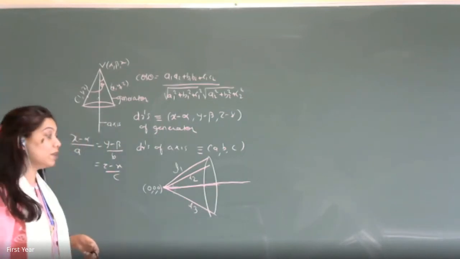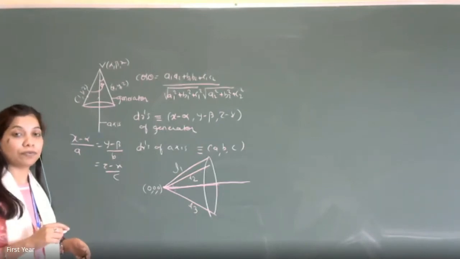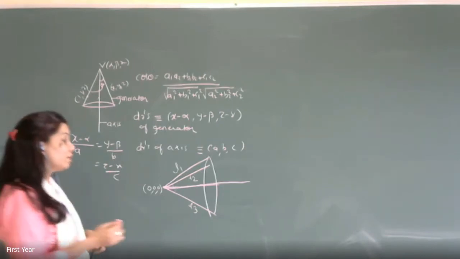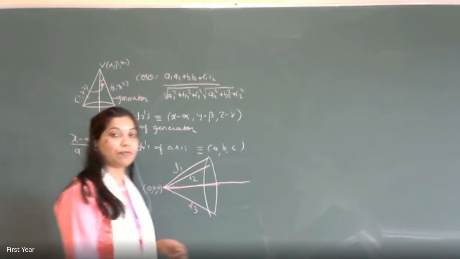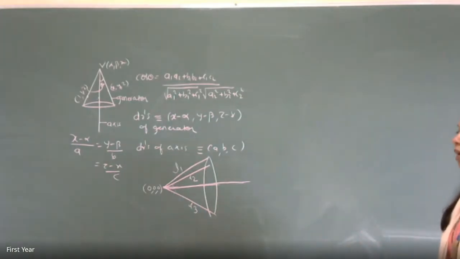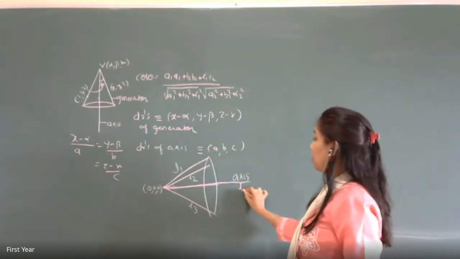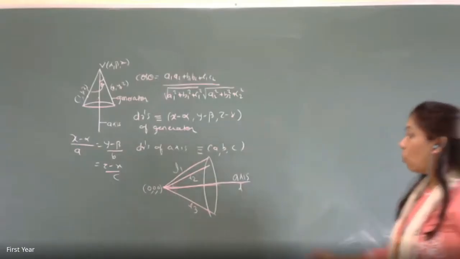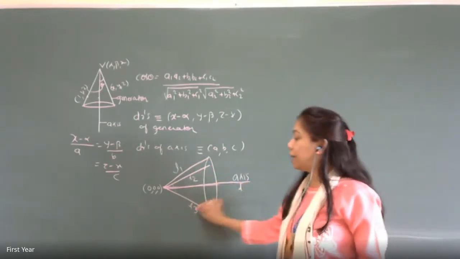So you have to first find the direction cosines of the axis. What is the relation that you know between these lines and the axis? What type of cone are we talking about? A right circular cone. So what is the relation between line 1 and the axis? Their theta is the same, so we can equate. Very good.